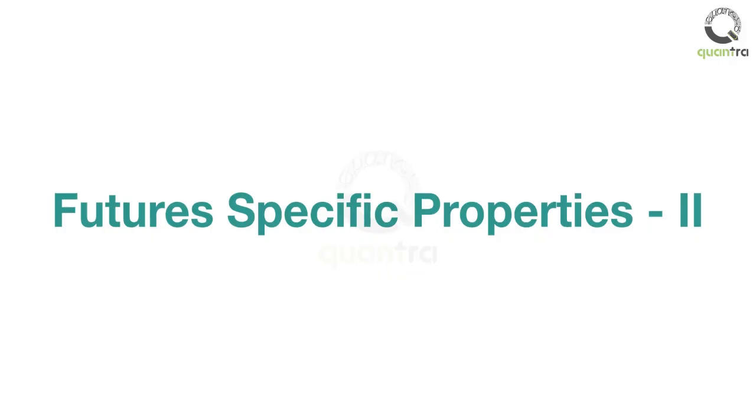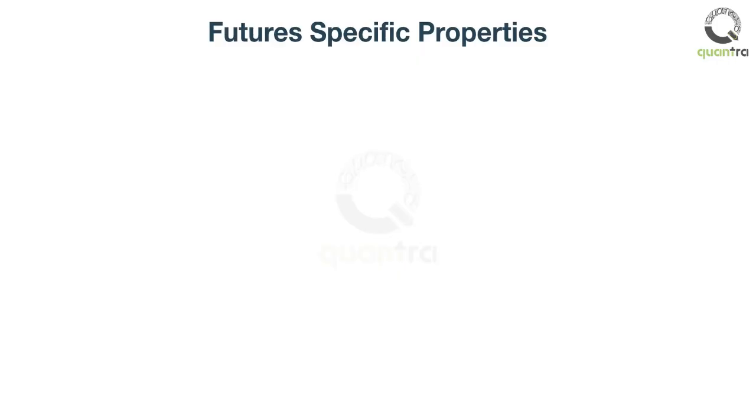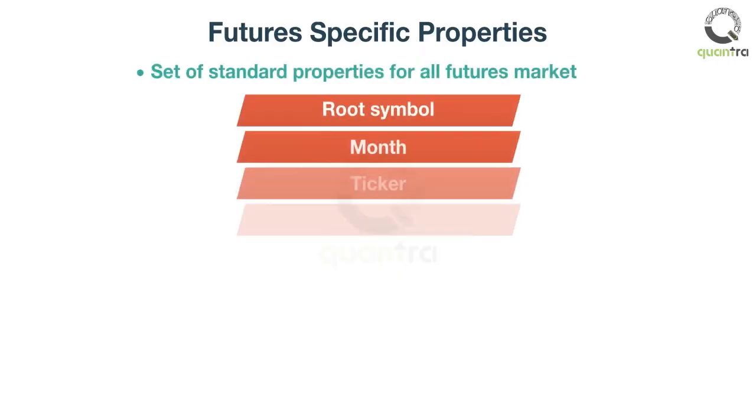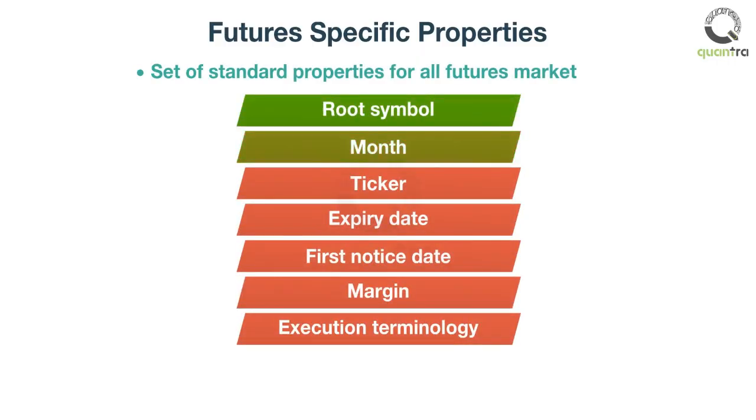Welcome to the second video on futures-specific properties. In the previous video you learnt about the futures-specific properties, like root symbol, month, ticker and expiry date. Let's go over the remaining ones.